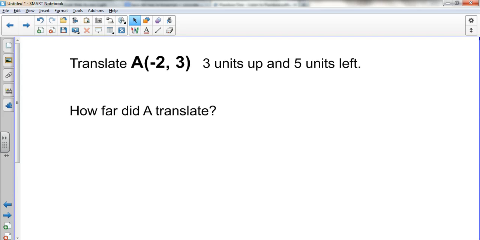I just made a quick little video here to explain the next part of our translating unit. We got a little practice last week talking about how to translate a point around a coordinate plane. Here's an example of one.